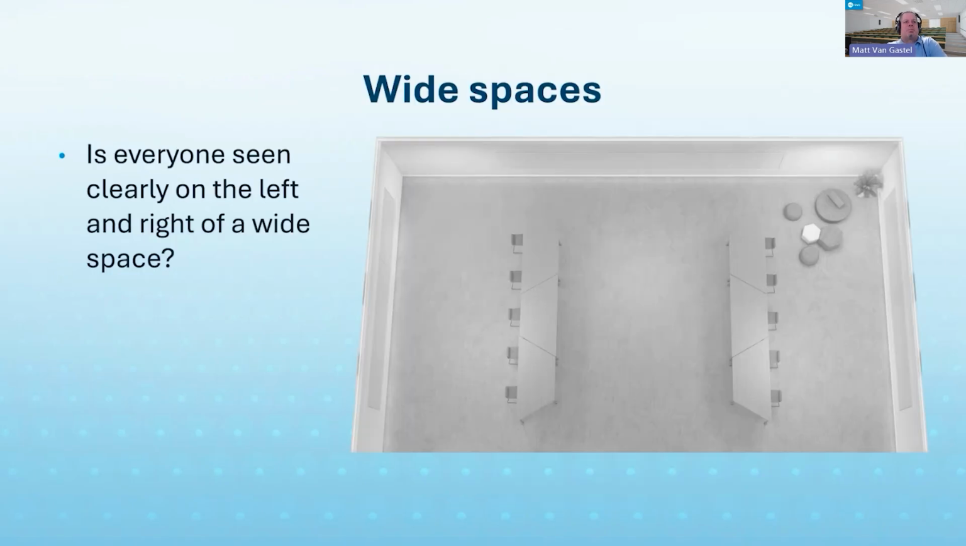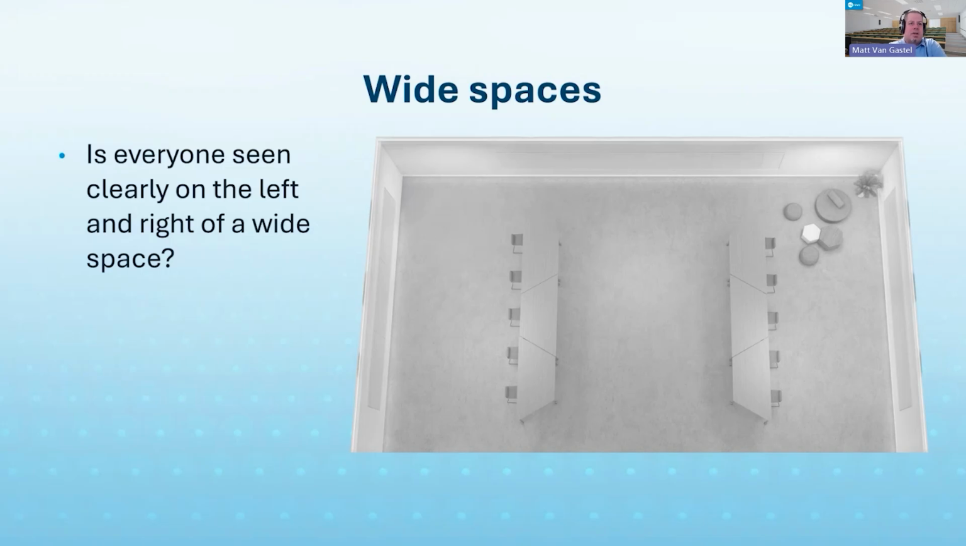The wide space provides a bit of a different challenge, as everyone's seen clearly on the left and right side of a wide space. Where the remote displays are on that long wall, they are going to be wider than they are deeper. You need a clear view of each participant, and depending on seating and table arrangement, these can be good for clear line of sight, but there can also be multiple rows of participants.